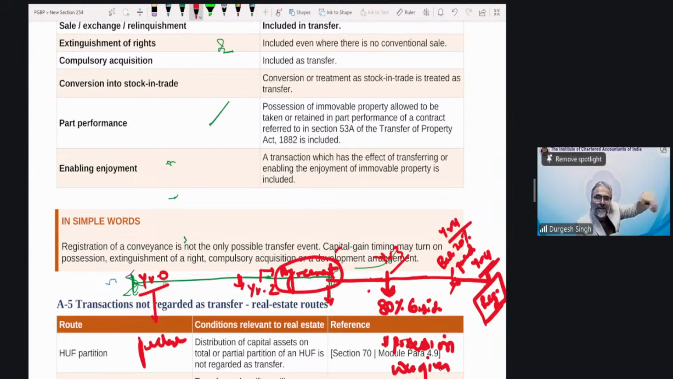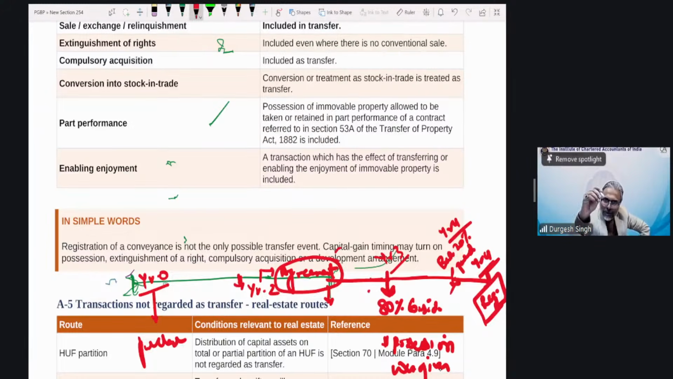So actual registration and full payment become a secondary criteria. The main criteria, therefore, if you see, students, in house property, in your Inter CA module also, there is a deemed ownership concept.